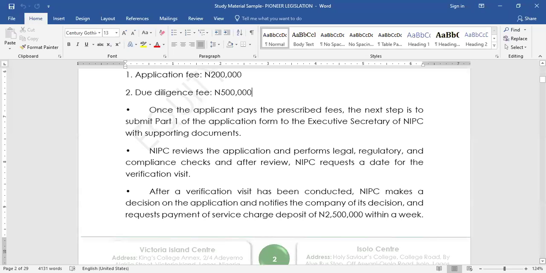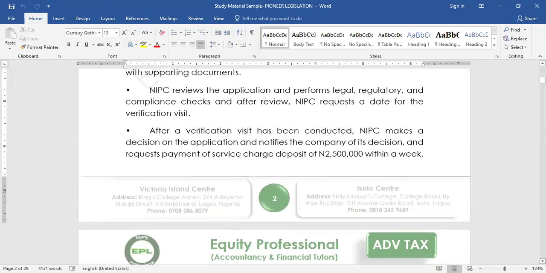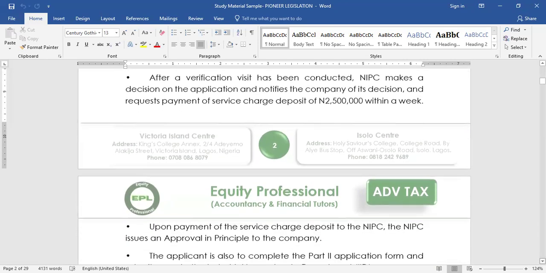After they have verified and reviewed, if the verification is successful, they will request the company to pay a service charge deposit of 2.5 million naira within a week. The company will pay a service charge deposit of 2.5 million naira within a week.